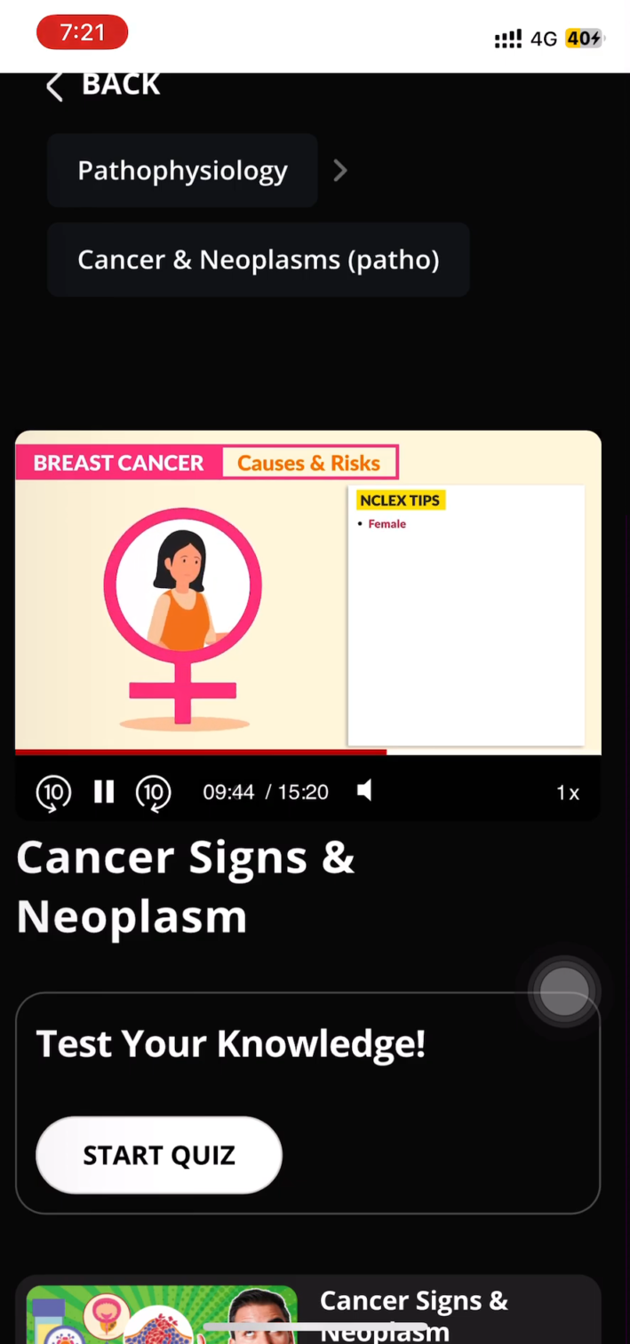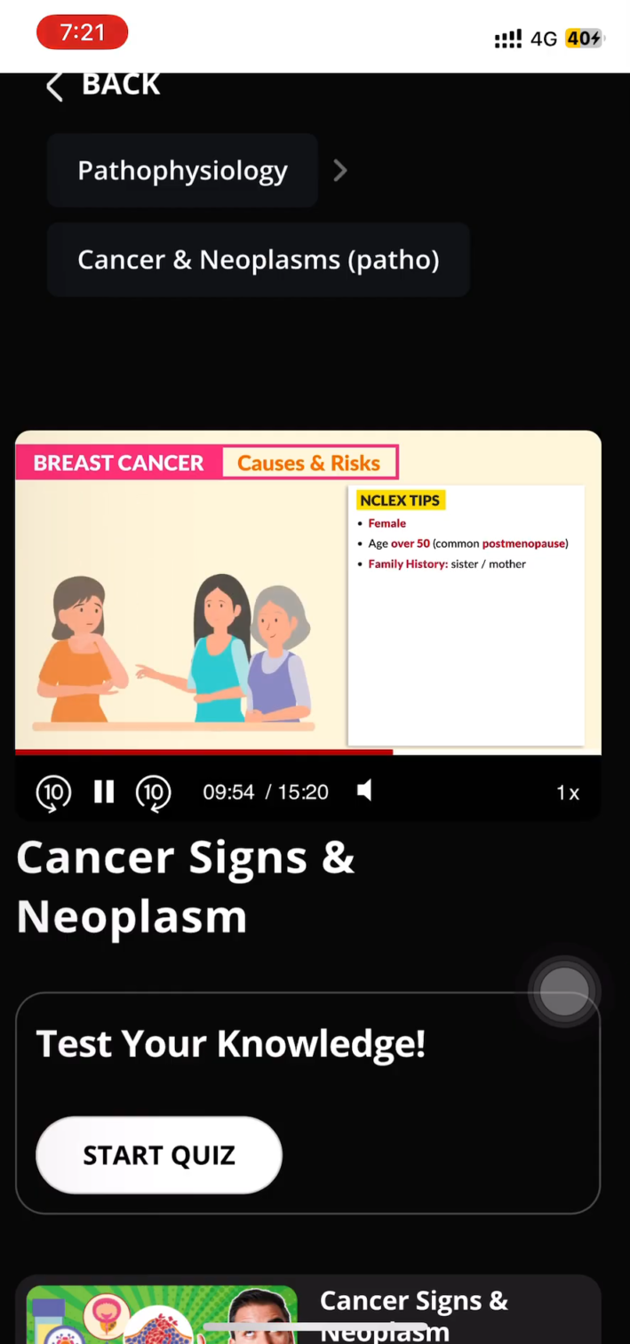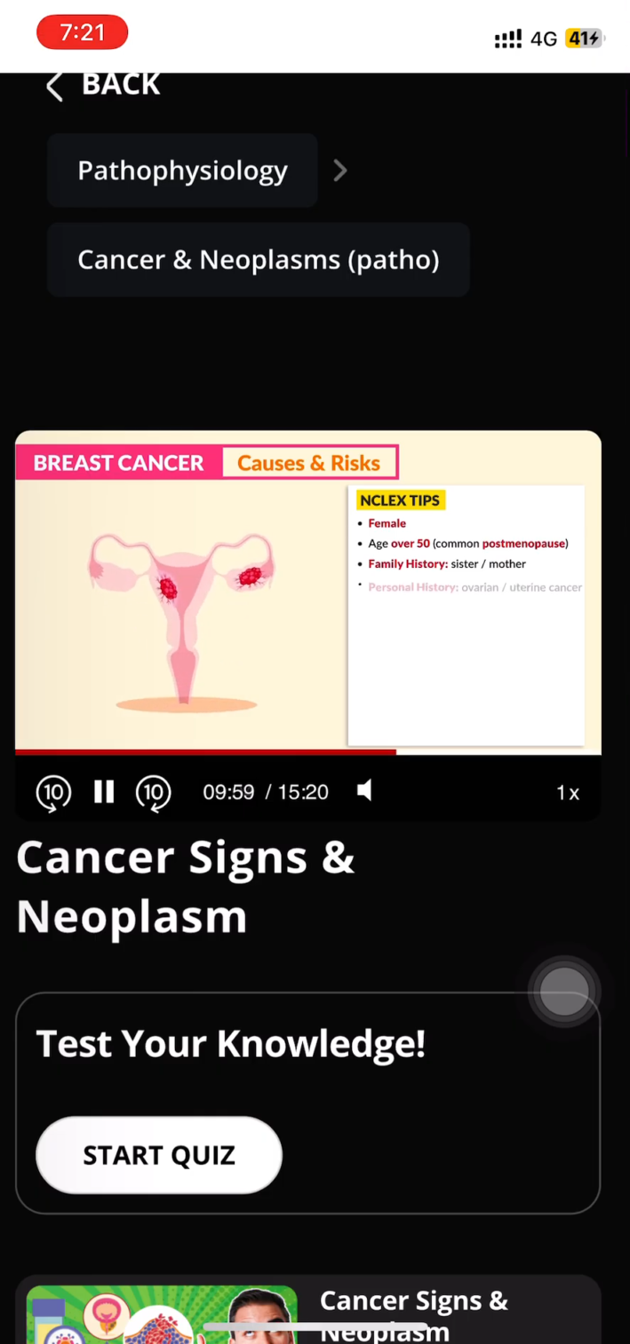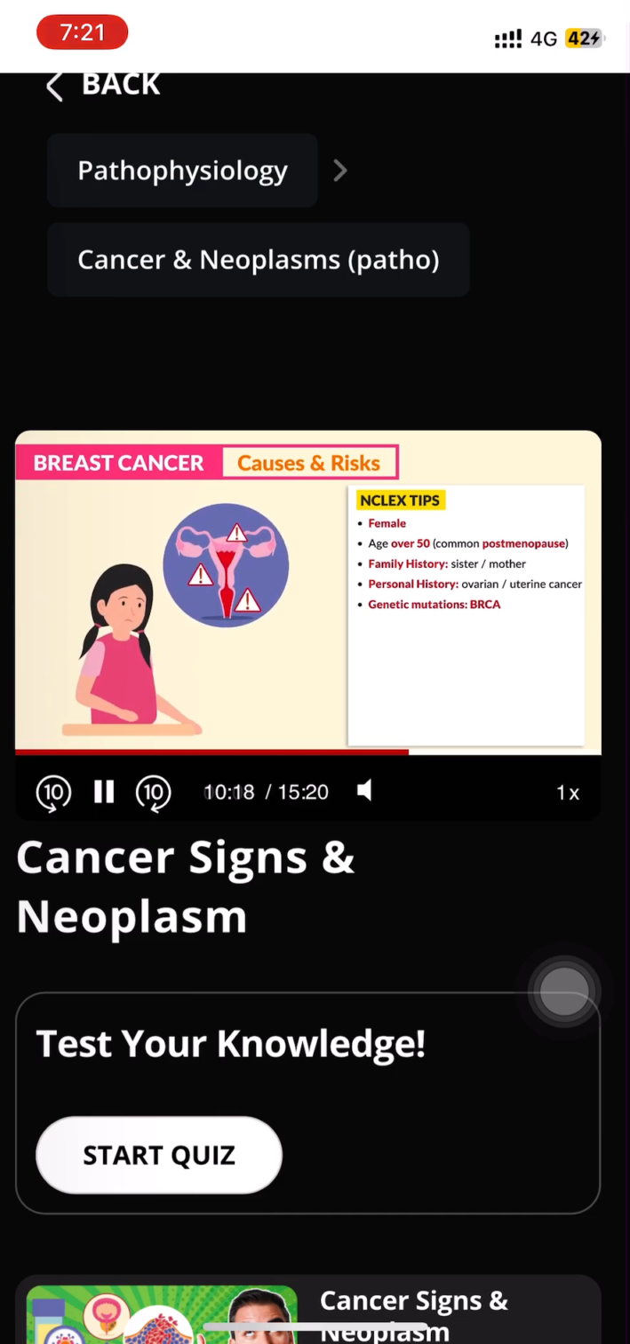Obviously, number 1 is being a female, age over 50, that is common post-menopause. So write that down. Post-menopause showed up a few different times, as well as having a family history, like a sister or mother with breast cancer, and a personal history like ovarian and uterine cancer, as well as a big one here that a lot of students miss. So write this one down. Genetic mutation, BRCA, in both men and women. So again, write that one down, BRCA. And lastly, early menstruation age.